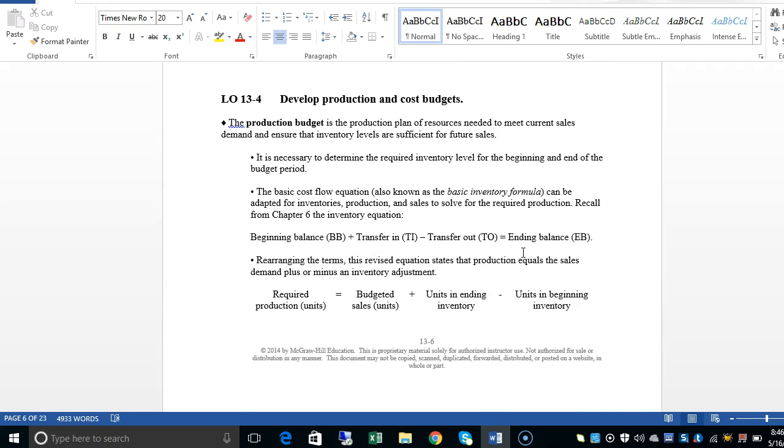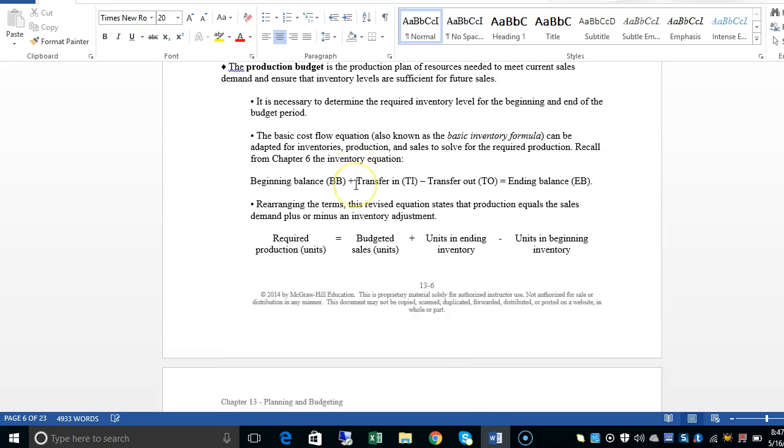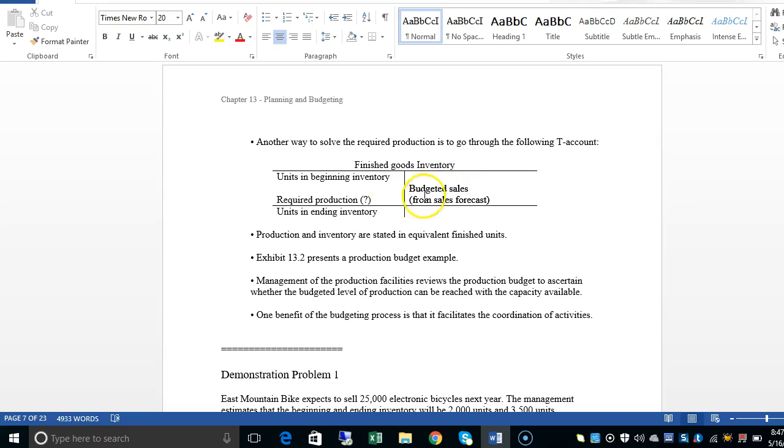So production budget is a production plan for resources needed to meet current sales demand. Basically, the way to approach this is to think about your finished goods inventory T account. Your finished goods inventory T account begins with your beginning inventory, the budgeted sales from your sales forecast, from a cost of goods sold number, or the number of units that represent the sales on this side of your T account. You have your units and ending inventory.